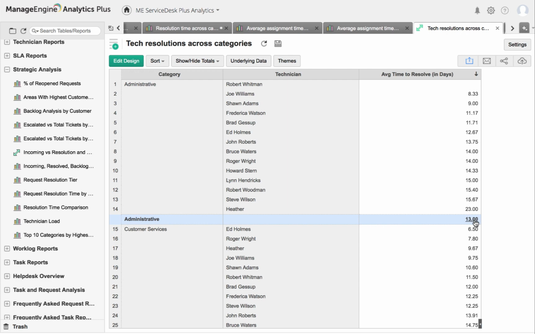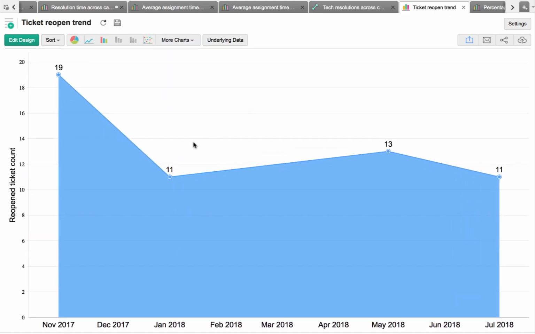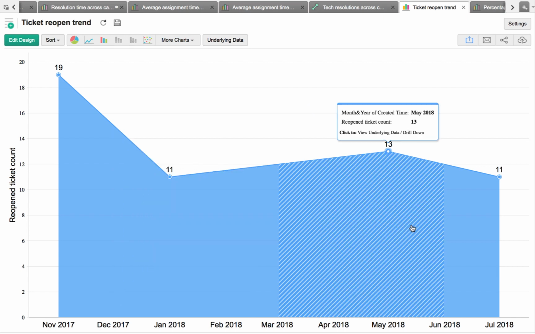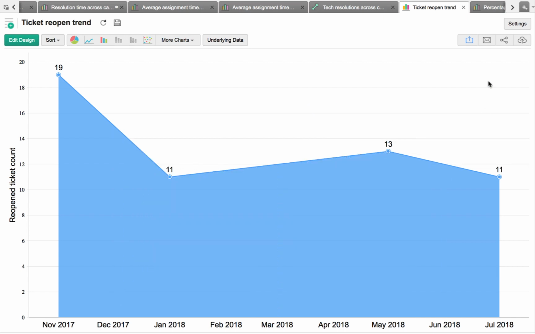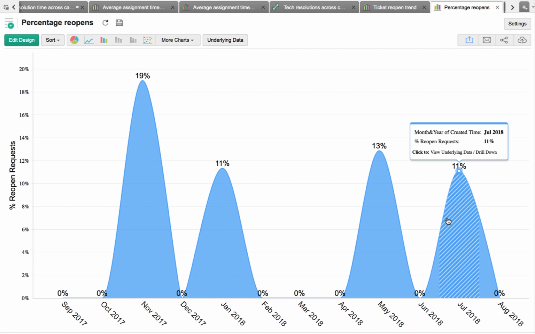And the final factor that we discussed was ticket reopens. Now, a request reopen trend should give you a fair idea of how many requests get reopened monthly. Now, this report gives me the actual number of tickets that get reopened each month. I would recommend looking at the percentage of reopens rather than actual numbers, that is, the percentage of requests out of the total incoming requests that get reopened on average. In my case, the average percentage of requests that get reopened is around 11 in recent times.